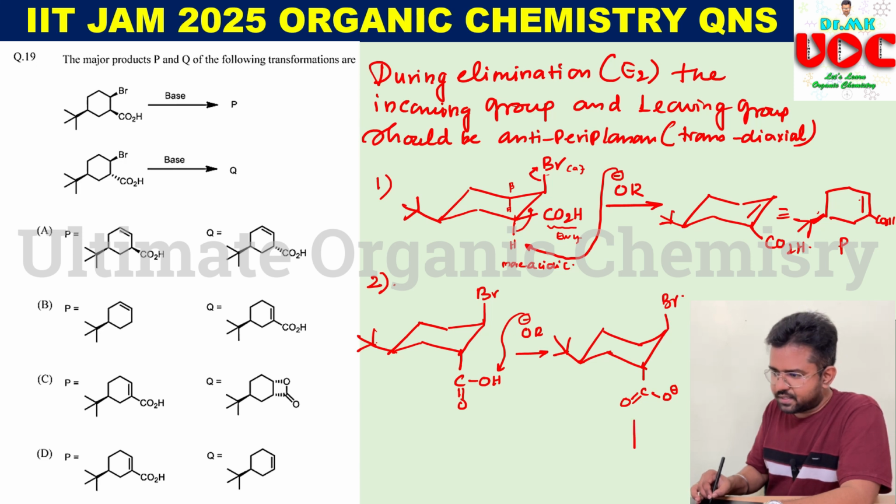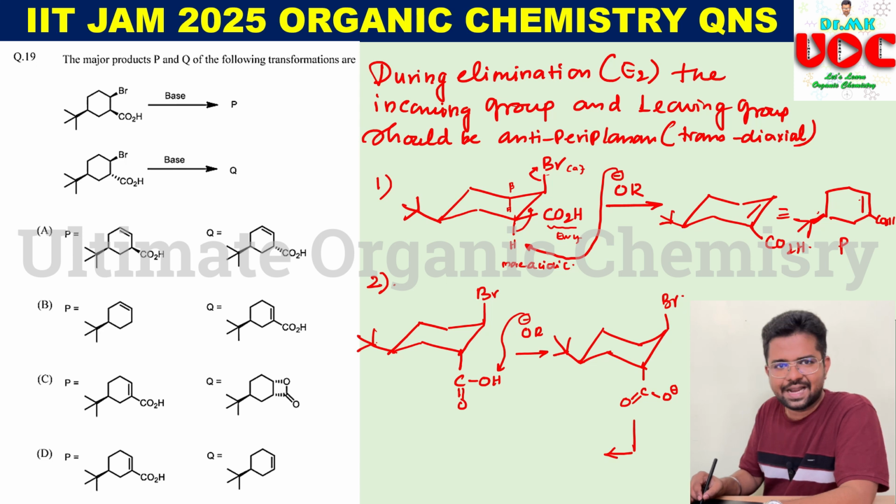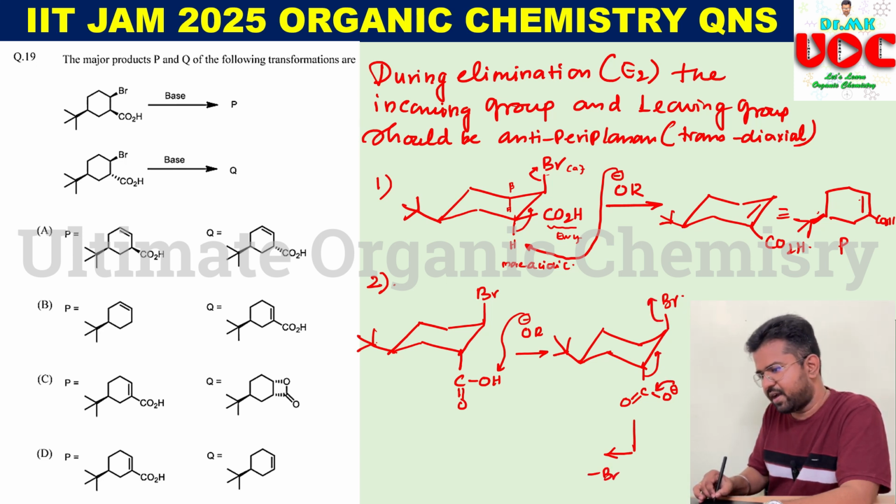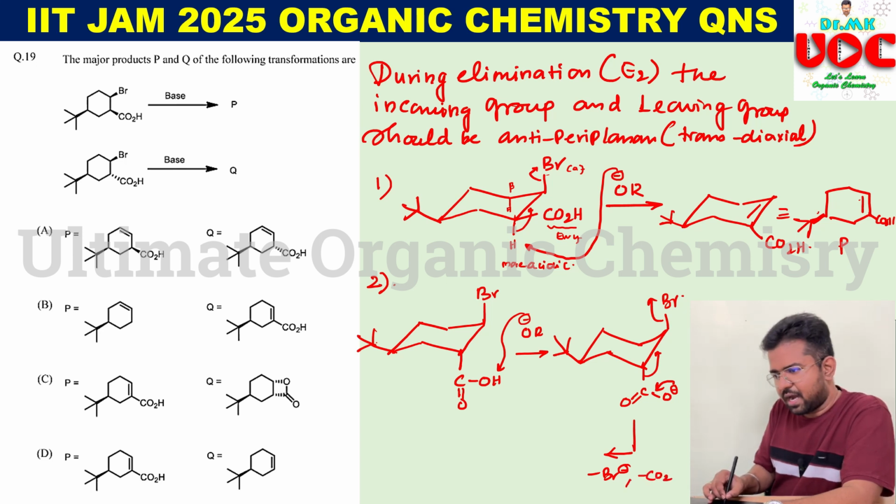So now what happens, this carboxylate unit and the bromo group, which are trans-diaxial to each other, the electron will shift over here and this will be shifting here and Br minus will be leaving. So the bromide will be leaving, along with that carbon dioxide molecule will be leaving, and it leads to the formation of an alkene.